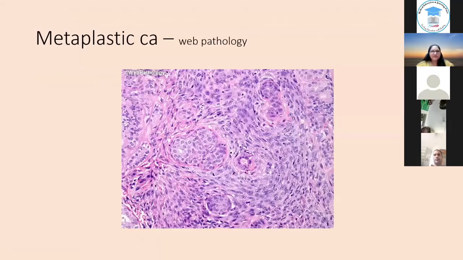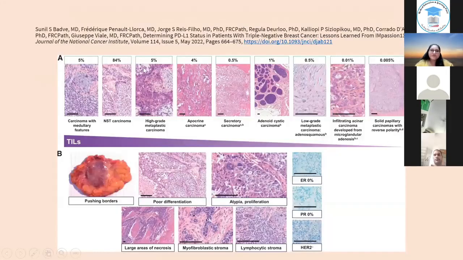Okay, this is a picture I took from the web. This is a case of metaplastic carcinoma, as I told you, the third most common morphological type in the TNBC category. This is a beautiful picture from this reference. We have to look at it carefully from left to right. These are carcinoma with medullary features, NST high grade, apocrine, secretory, adenoid cystic, low grade. When we go from left to right, the aggressiveness and prognosis worsen. It goes from low grade to high grade.